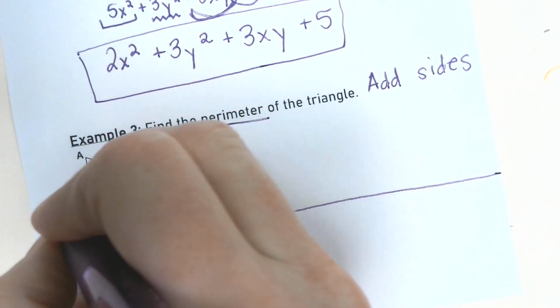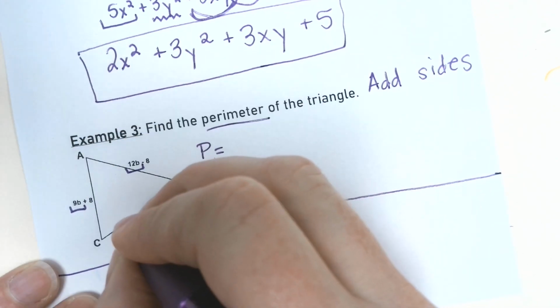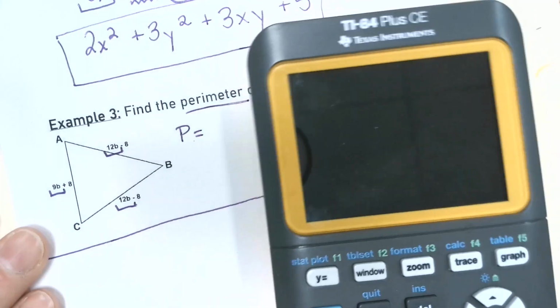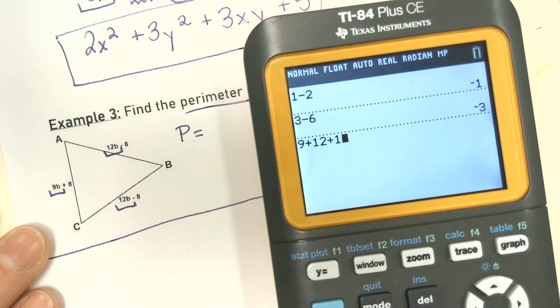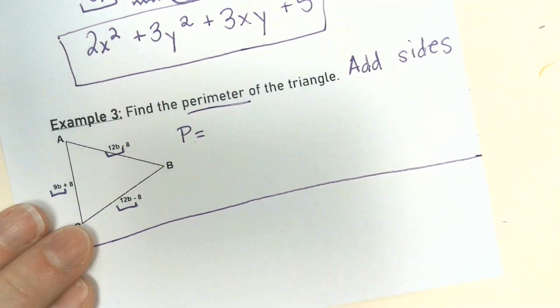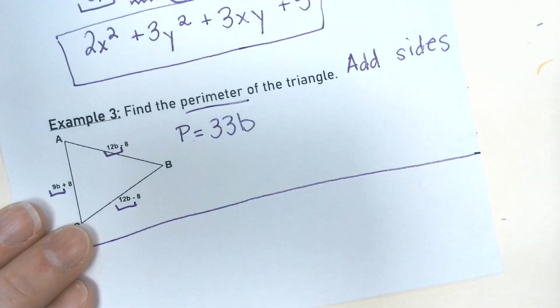So I have a 9B, a 12B, and a 12B. So instead of me writing it out, I'm just going to go ahead and add it because it's on that triangle. So I'm going to do 9 plus 12 plus 12. I'm just adding the B's. So it's 33B. Don't forget that B.